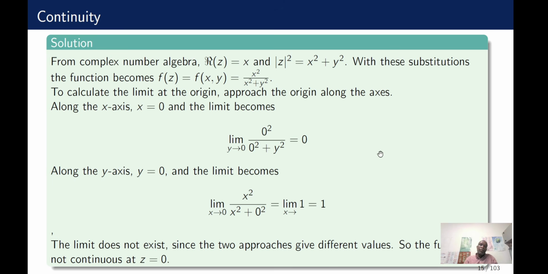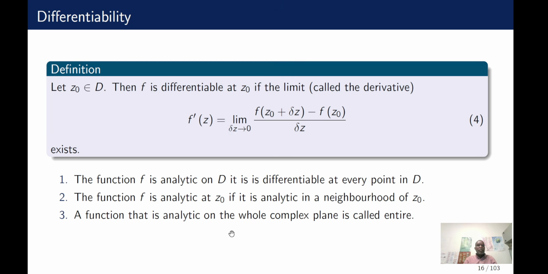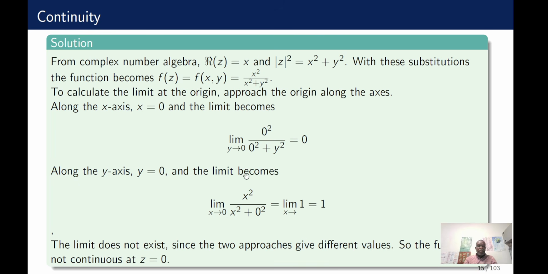So in this case, the limit approaches two different values. Along one axis, it is 0. Along the other axis, it is 1. So in this case, the limit does not exist. Since we don't have a limit, we cannot talk about continuity here. So the function is not continuous, because the limit has failed to exist. If the limit had existed, it could have been a different story.